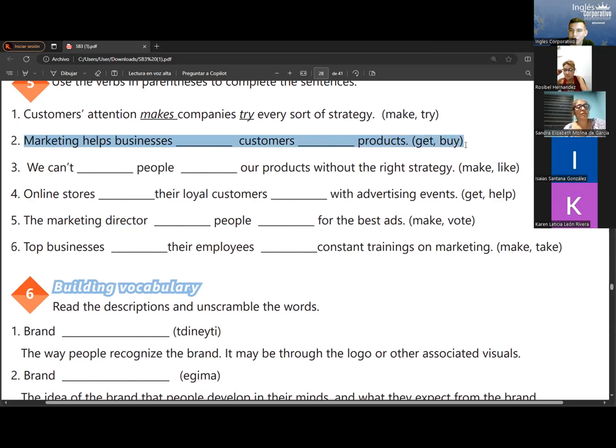Yeah, like I said, when we use, for example, here, you have to use the preposition to, right? To get customer to buy. And number two, online stores get their loyal customer to help with advertising. Here, it depends on the verb to get, but also the preposition here means like ayudar, a comprar. Esa a es sustituida por la preposición to. Exactly. Okay. However, with the verb make, we don't use the preposition to vote in the second verb. For example, the marketing director makes people vote for the best ads. I guess it's with the verb get in the context of the sentence.